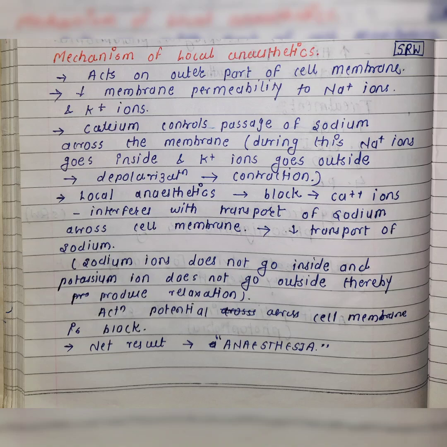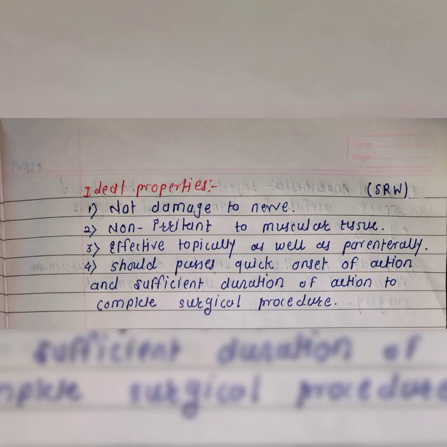Now, ideal properties of local anesthetics. Local anesthetics should not damage the nerves. They should be non-irritant to the muscular tissue. They should be effective topically as well as parenterally. They should possess quick onset of action and sufficient duration of action to complete the surgical procedures.